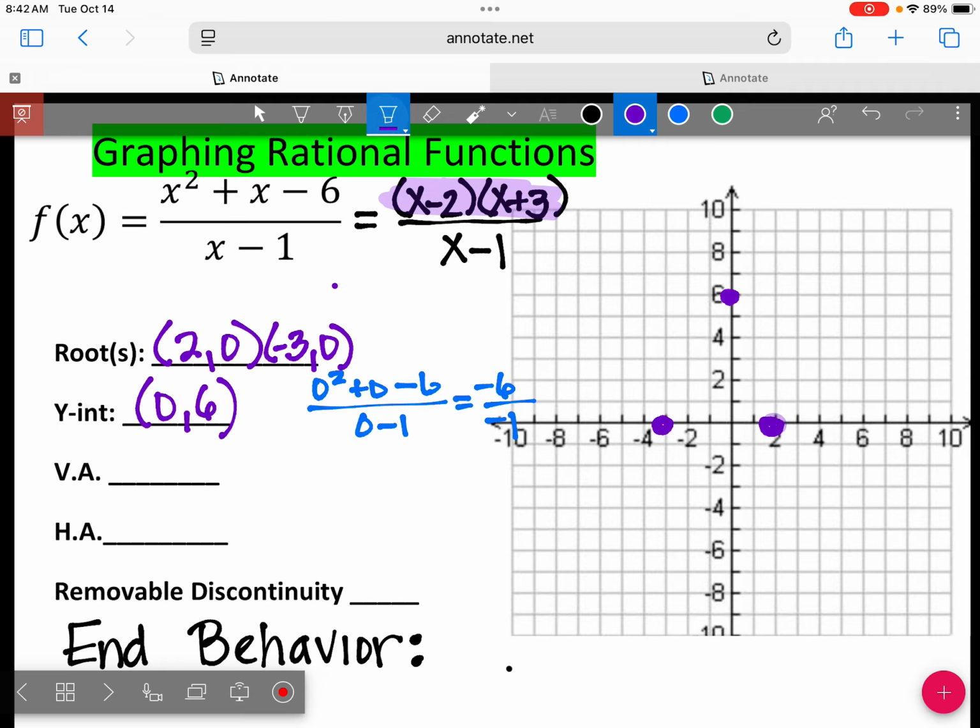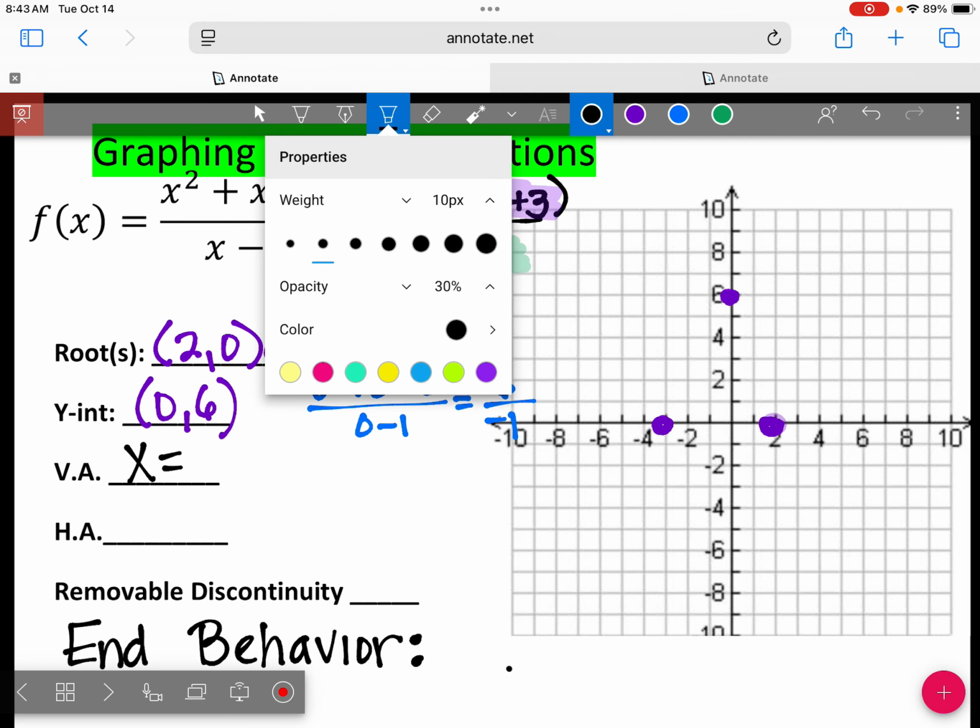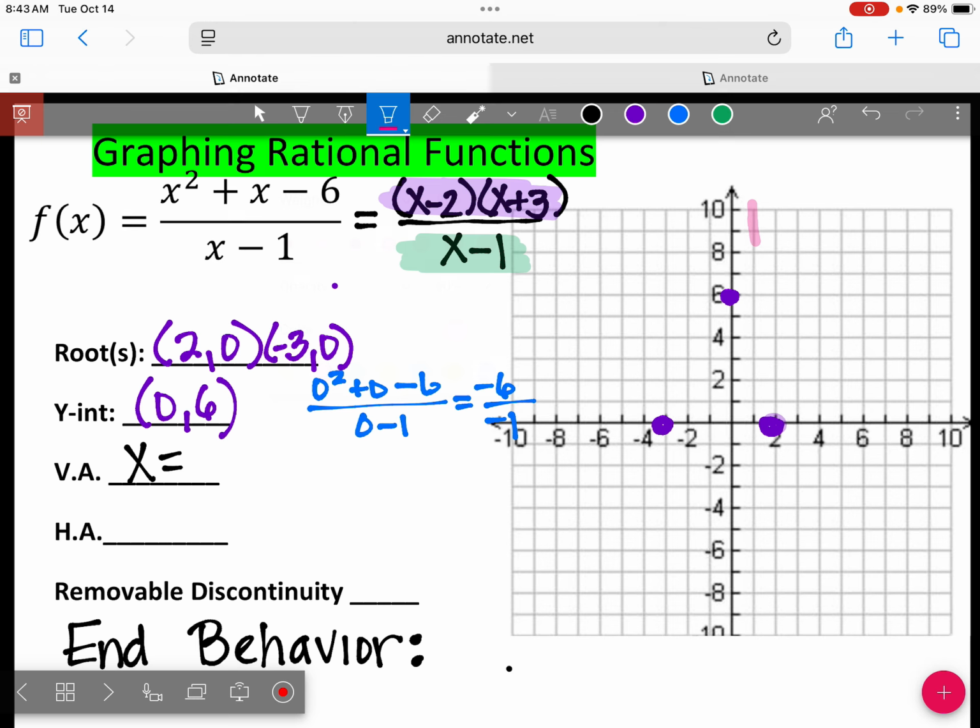Vertical asymptote is going to come from your denominator. Take that x minus 1, set that equal to 0. If x minus 1 equals 0, then what does x equal? One, yep. So I'm going to draw that in, using my highlighter feature, at x equals 1.